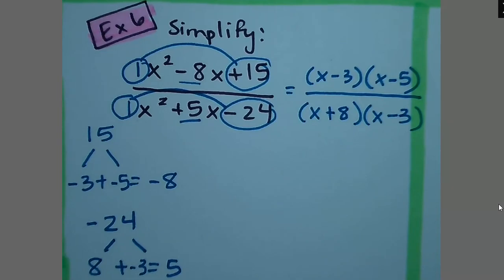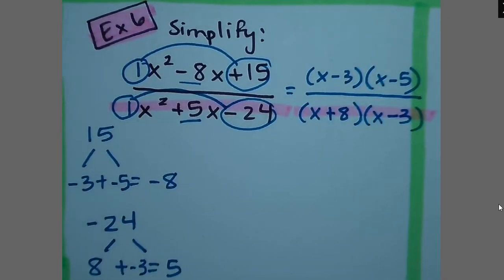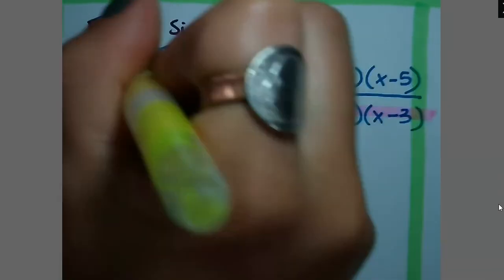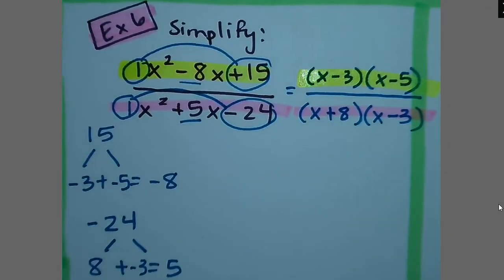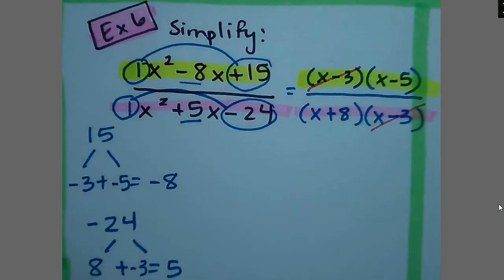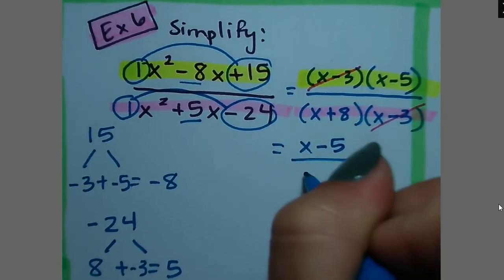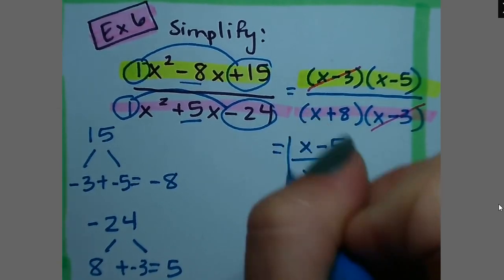Okay, now that our top and bottom is completely factored, now we can cancel things out. So hopefully you see now that on the top and the bottom there is an x minus 3. Okay, it doesn't matter if they're directly on top of each other or not. All that matters is that one is on the top and one is on the bottom. Okay, so here the x minus 3's are going to cancel out, and we're only going to be left with x minus 5 on top and x plus 8 on the bottom.